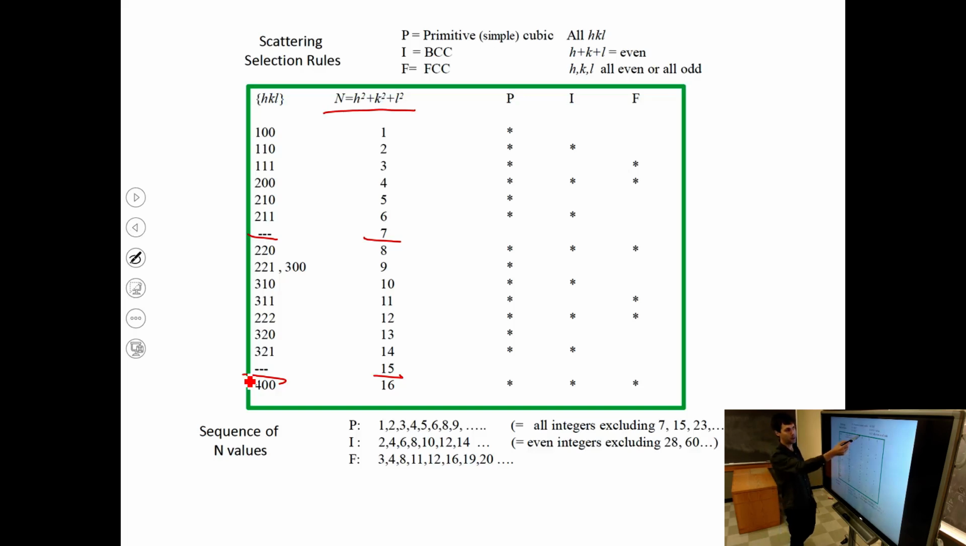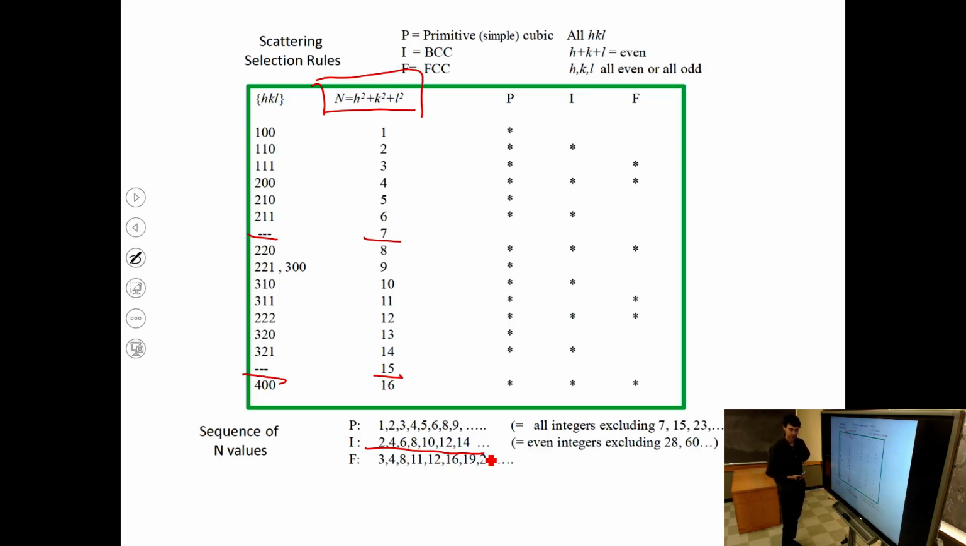And now for the BCC, the first one's absent, the third one's absent, the fourth one's absent. If you just write out the numbers n which are allowed, you will see that they are 2, 4, 6, 8, 10, 12, 14. At least the first many are all even, so there are no gaps here. They're all even.